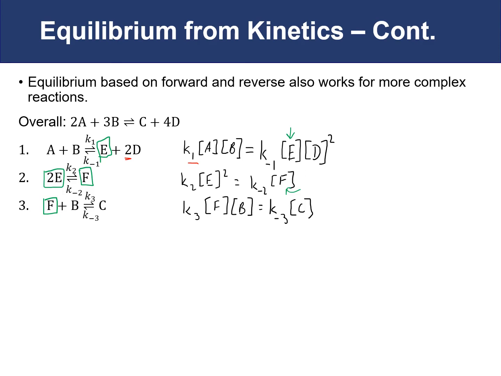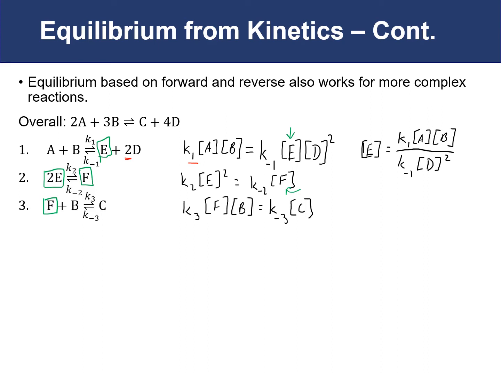So let's start with E because it's part of reaction 1. Because we have an equilibrium established where the rate of the forward process is equal to the rate of the reverse, we can take our equation 1 and move everything that is not E to one side. This will give us the concentration of E is equal to what is on the left-hand side, K1 A B. And then to get E by itself, we had to divide both sides by K minus 1 times D squared.